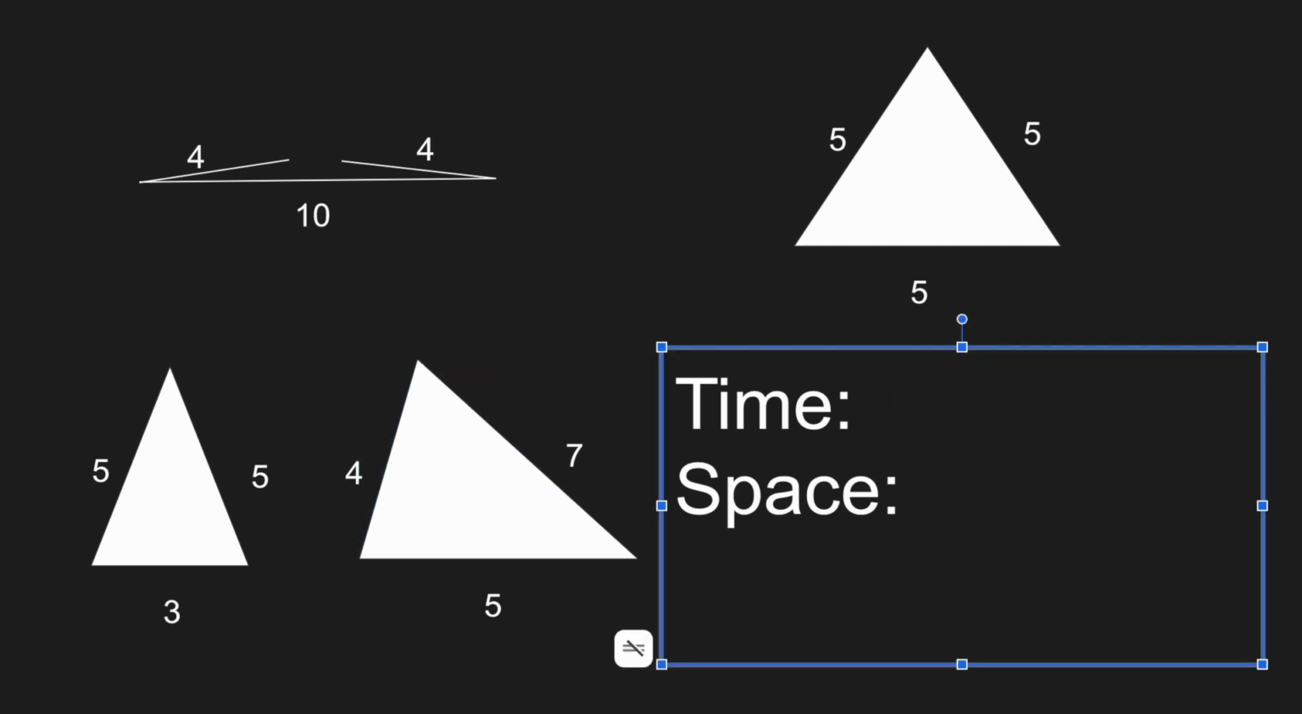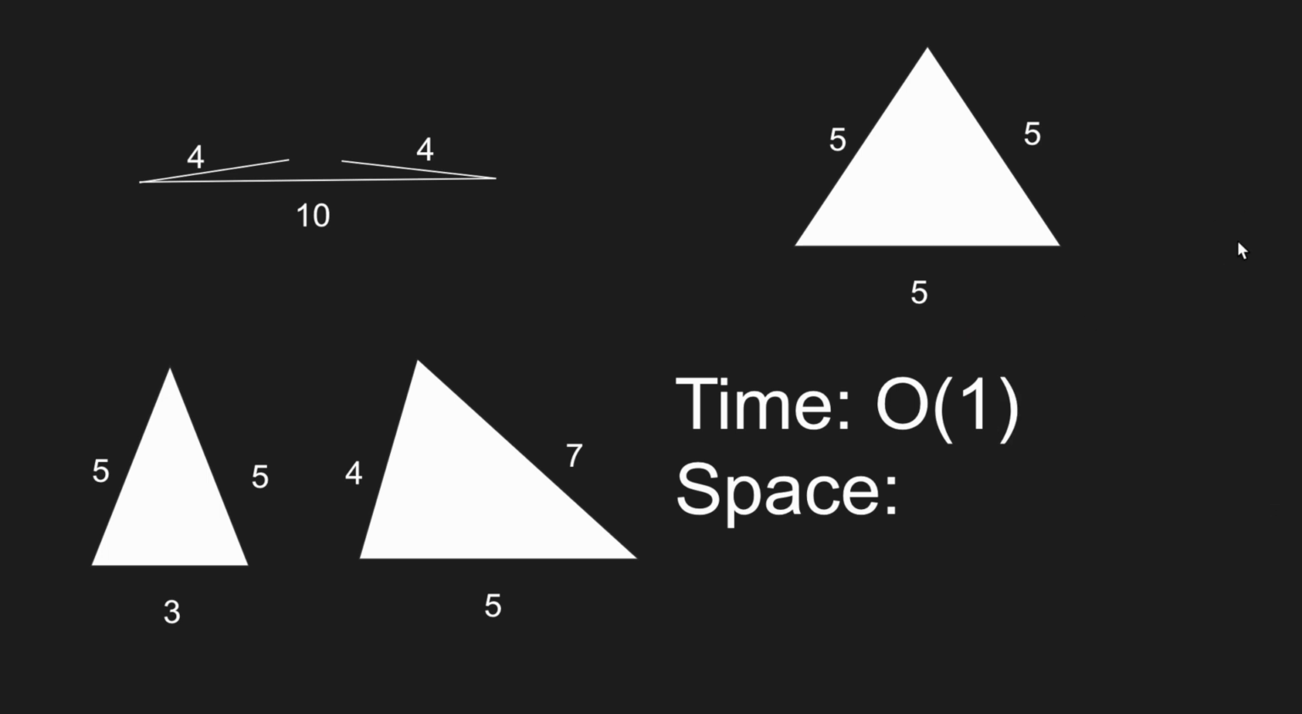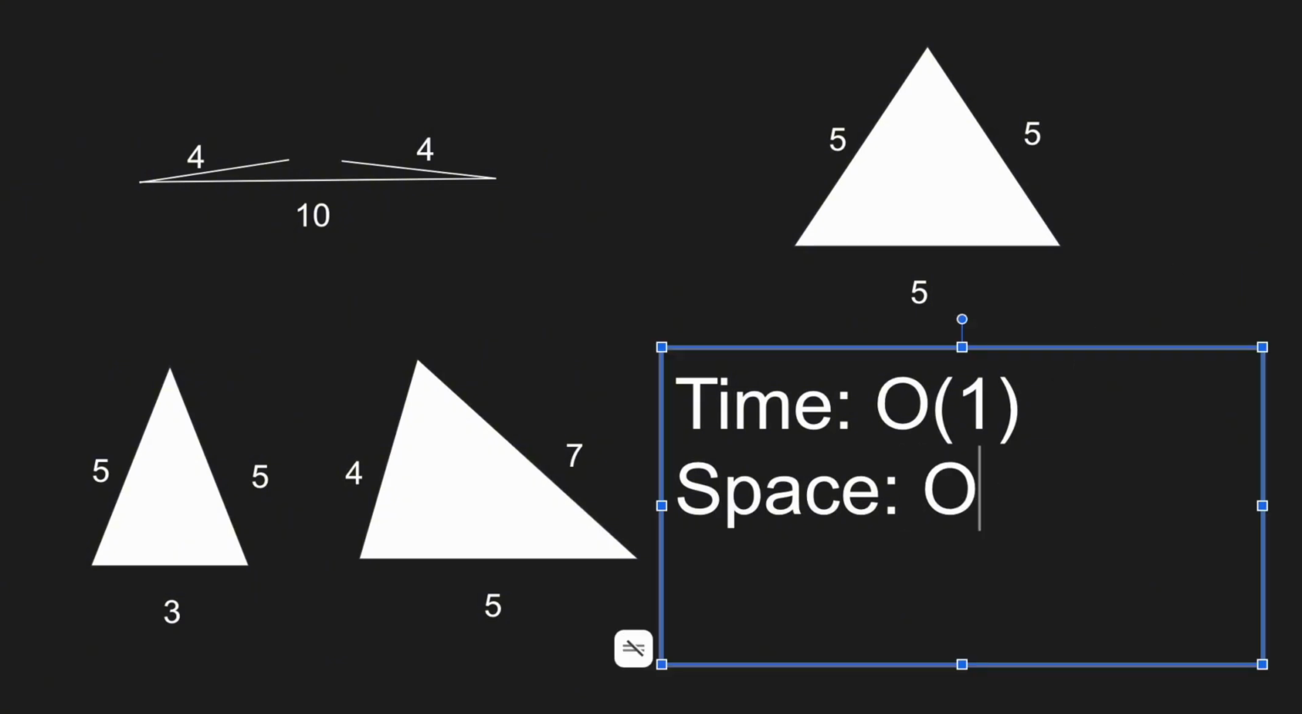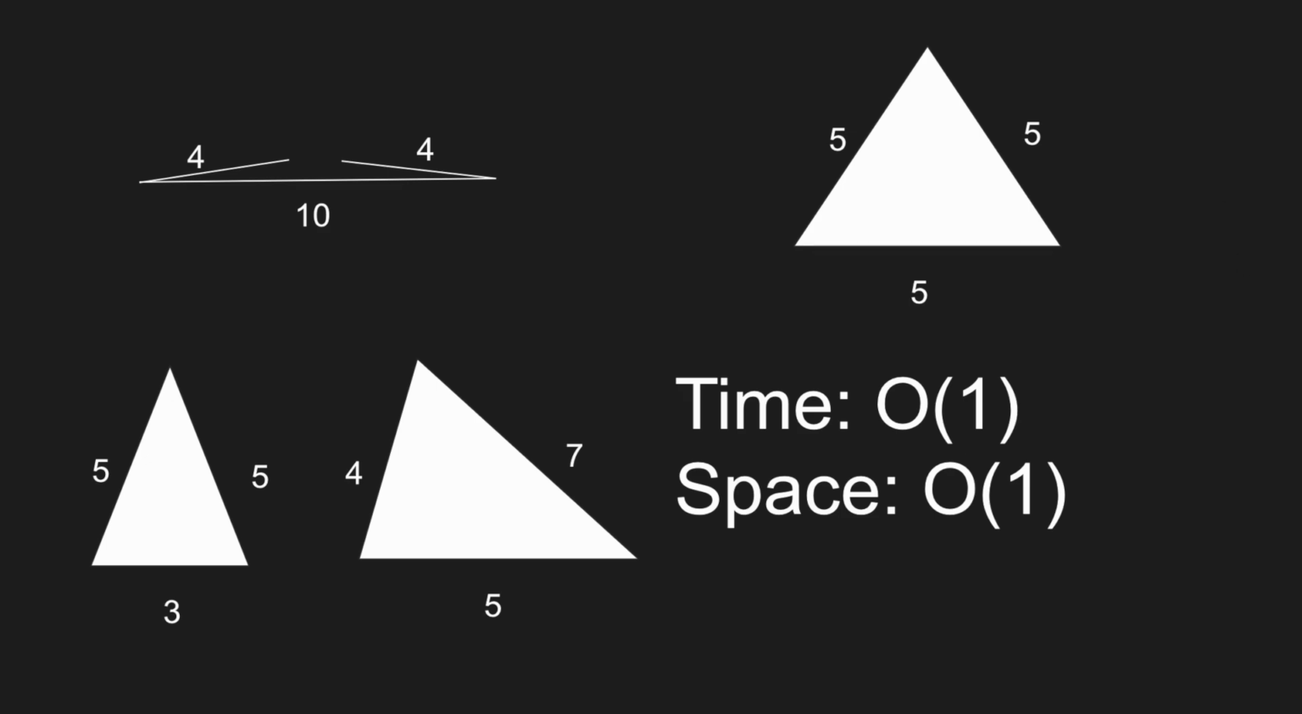The time complexity would be O(1), because a triangle will always only have three sides, so we will only be checking three sides no matter what the input is. And the space complexity will also be O(1), because we are not using any extra space. Now let's get to the coding part.